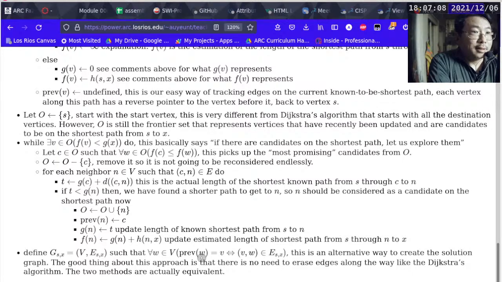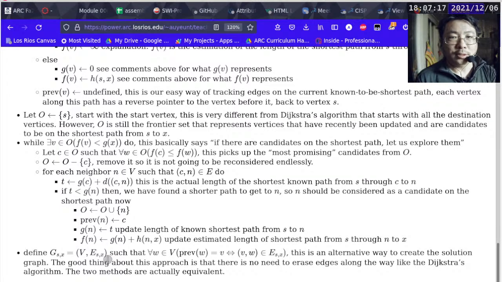Yeah, I'm just processing it. Oh, okay. Yeah. So the way the set ESX is constructed is a superset, or I should say, it can contain edges that are not a part of the shortest path, but the shortest path is going to be there also. So we're guaranteed to have the shortest path in the solution graph. It's just that we might have some other edges that are not a part of the solution.